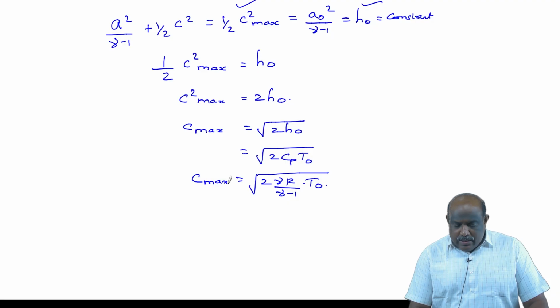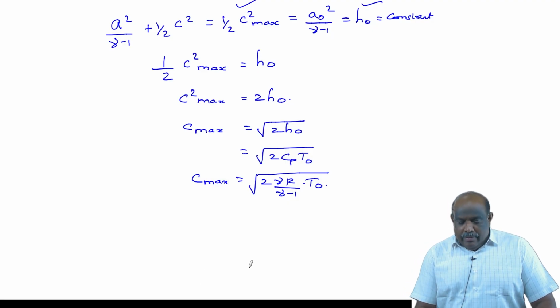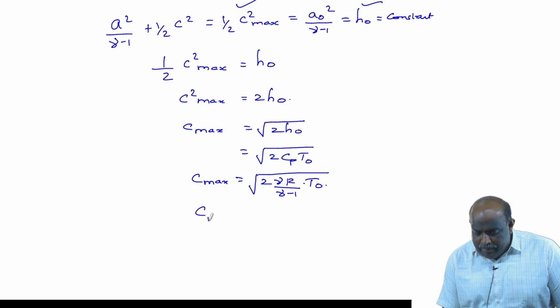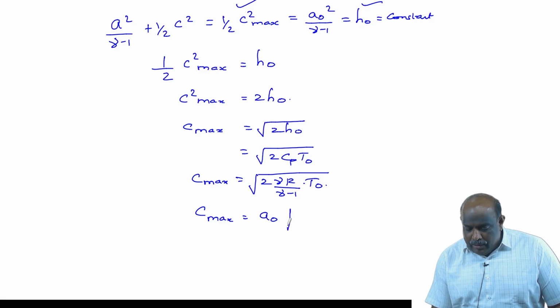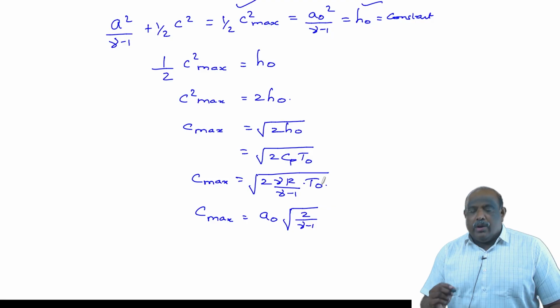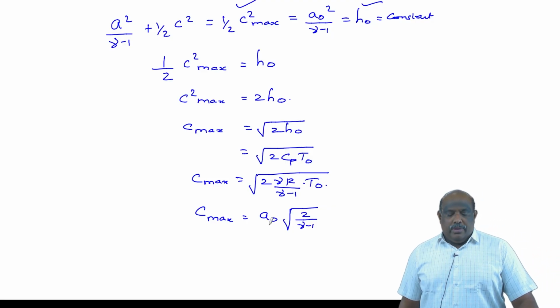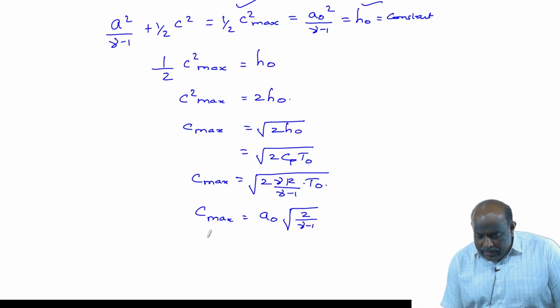You can see in the numerator there is a term called square root of gamma R T naught, which is nothing but A naught. So I can write like this: C max equal to A naught, because T naught is there, into square root of 2 by gamma minus 1. These terms I made as A naught with the square root. So from this I can take C max by A naught. Let us call this value 2 by gamma minus 1.